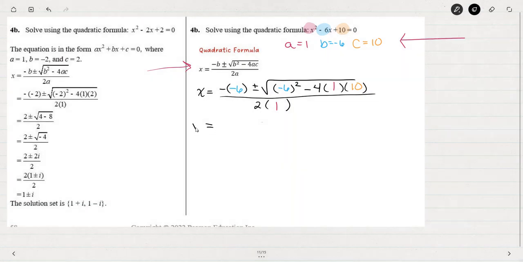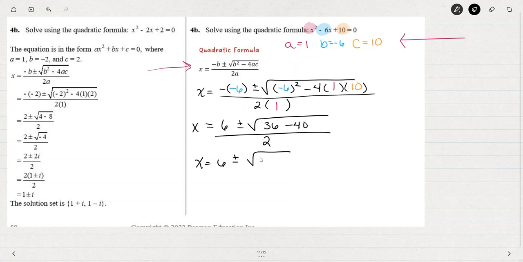Now I'm going to simplify this. We get 6 plus or minus the square root of 36 minus 40 all over 2. Now I'm going to simplify this further, and then I'll have to simplify the radical also. 36 minus 40 is negative 4 all over 2.